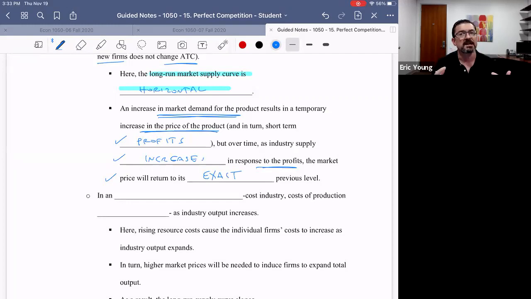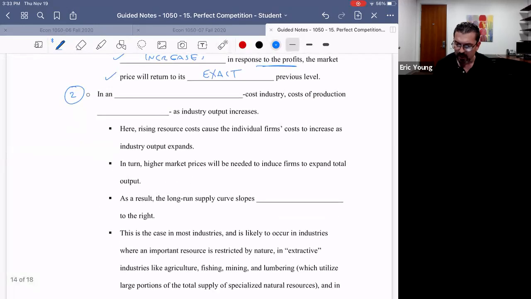What really is the common thing in most industries is our second type. This is known as an increasing cost industry. In an increasing cost industry, the cost of production will rise.